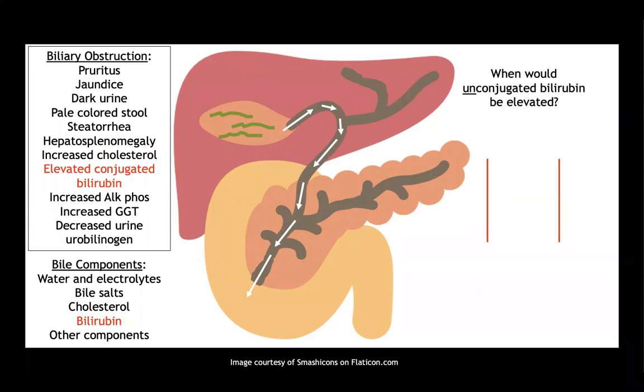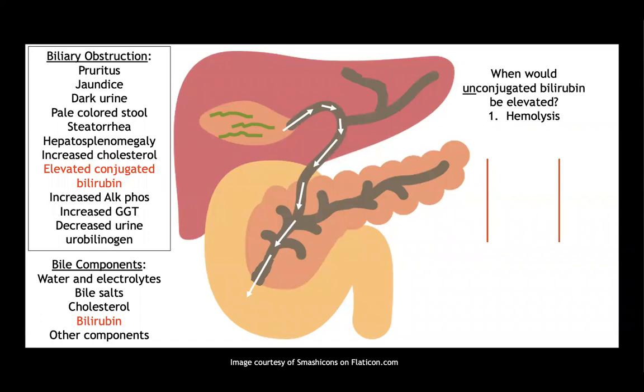This is a good time to just talk about when unconjugated bilirubin would be elevated, just so you have a sense of what conditions to look out for on a test if the indirect or unconjugated bilirubin is high versus the direct or conjugated bilirubin.